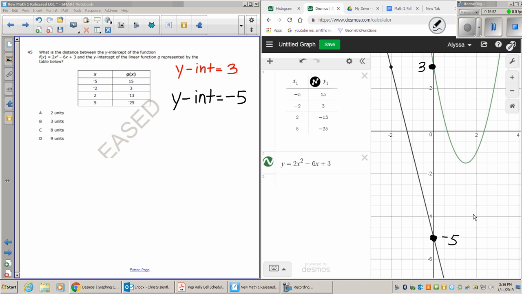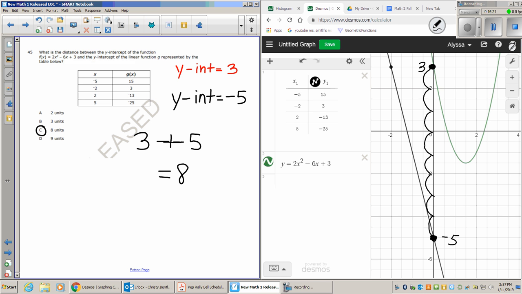We're wanting to know the distance between those two y-intercepts. So if you count, here's 1, 2, 3, 4, 5, 6, 7, 8. So the distance between the two is 8 units. You could also just say, what's the difference between 3 and -5? So 3 minus -5, that changes to 3 plus 5. That also equals 8.